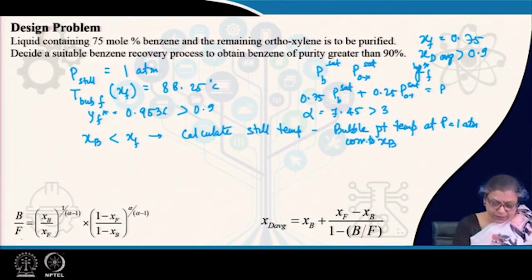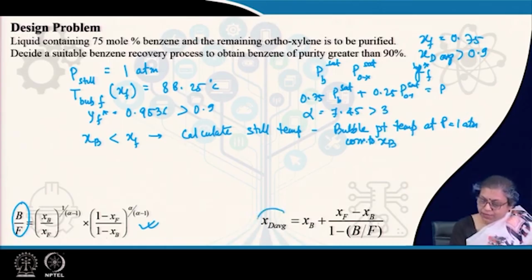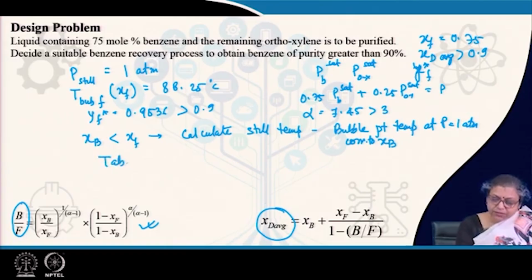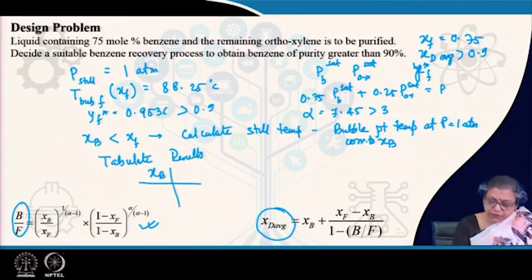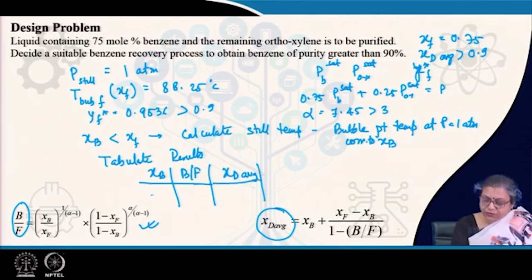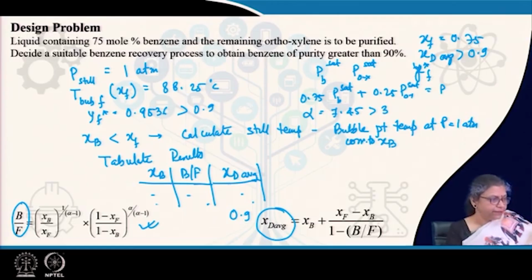Then using this particular equation, we calculate B by F from here. Once B by F is calculated, we can calculate XD average. Normally what we do, we tabulate the results. We assume different XBs, and for each particular XB we plot the B by F and the XD average. We keep on continuing this till we get an XD average of 0.9.